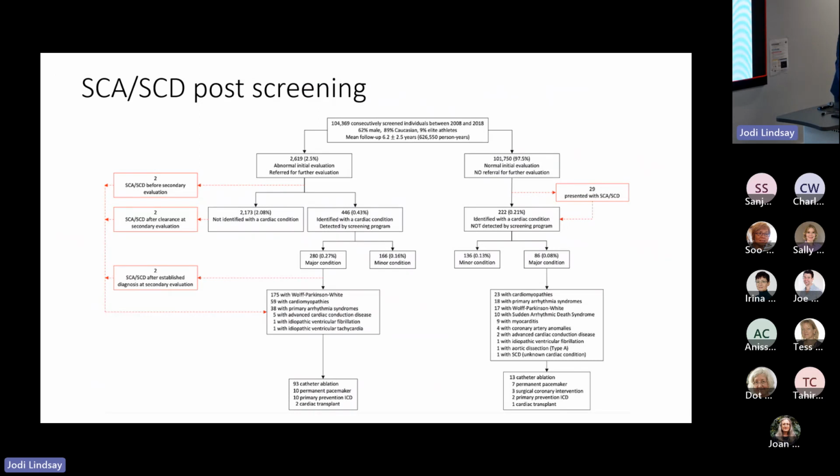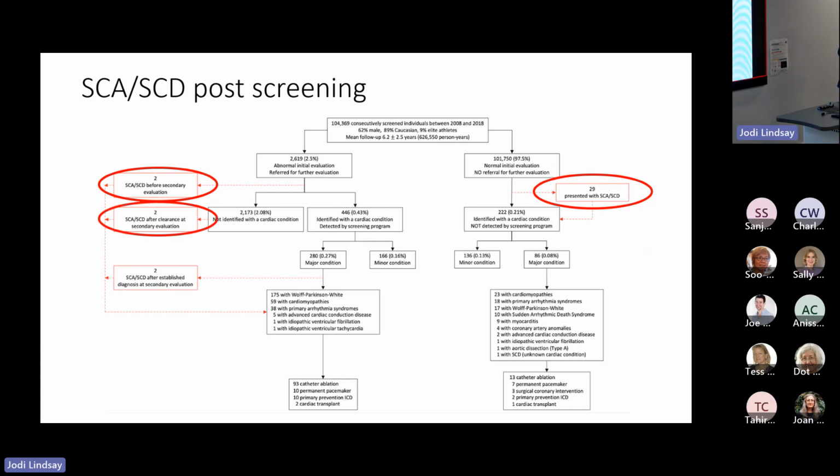Now, this is the table I've shown you already, and the only thing I wanted to highlight is those sudden cardiac arrests and sudden cardiac deaths. 29 were normal by the screening program, so were missed. But there were a couple who were referred, but they never followed up with the referral, and they had a cardiac arrest or cardiac death. There were a couple who followed up with the referral.